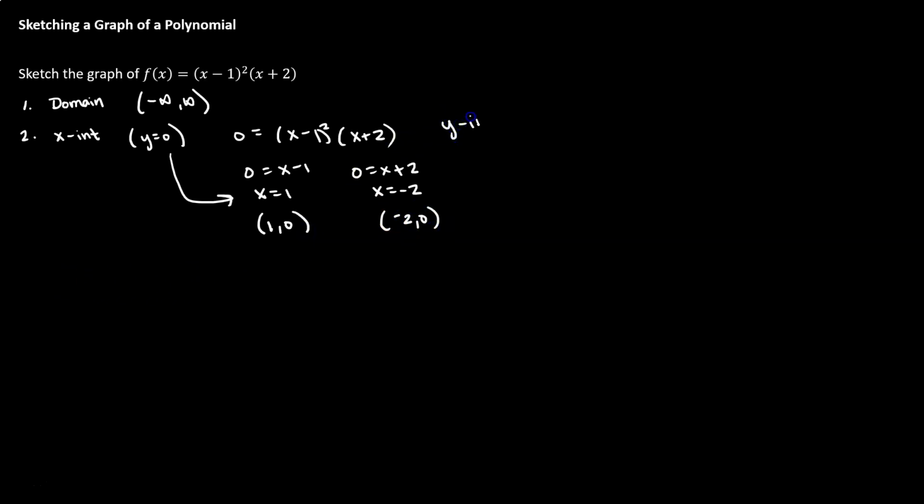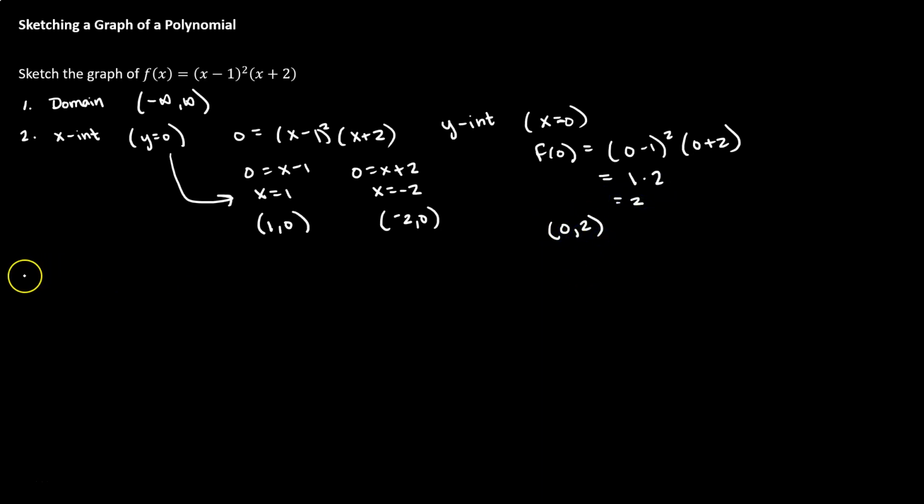The y-intercept is going to be when x equals 0, so we just plug x equals 0 into our function. So we get 0 minus 1 squared times 0 plus 2. That gives us 1 times 2, or 2. So our y-intercept happens at x equals 0, y equals 2. Step 3 of our function was find the end behavior. If x goes to positive infinity, we're looking at a polynomial.